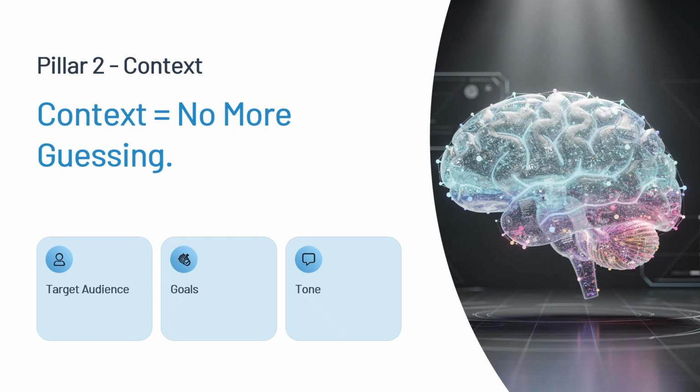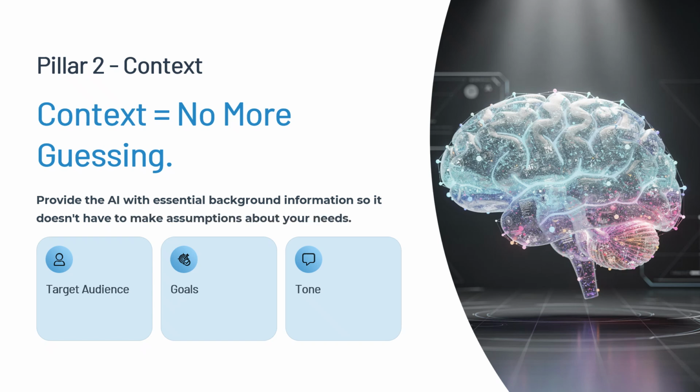Next is context. This is the background data that steers the model. The rule is absolute. The more information you provide, the less the AI has to guess. Tell it who your audience is, what the specific goal of the project is, and what style it should choose, such as Markdown table and JSON.